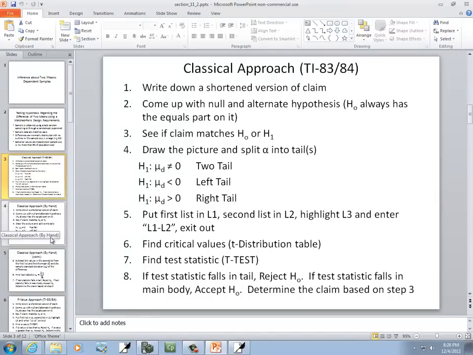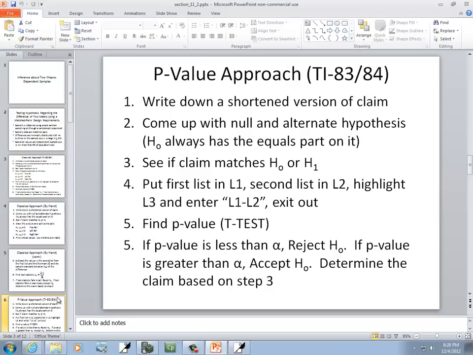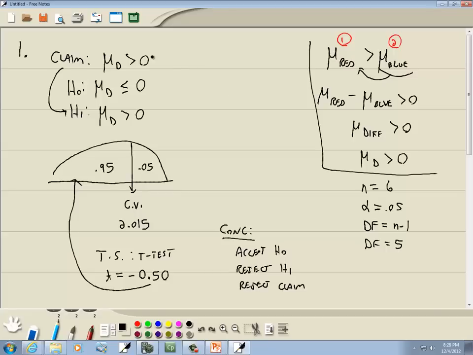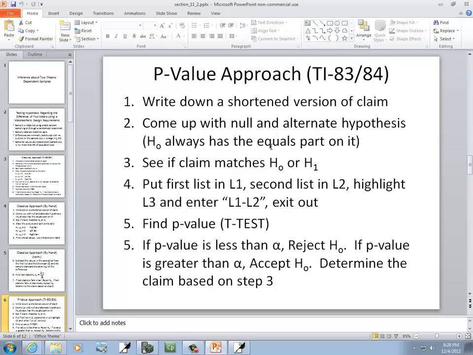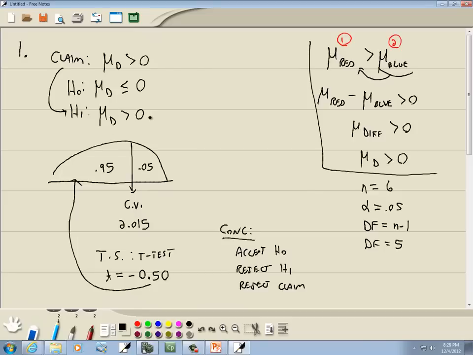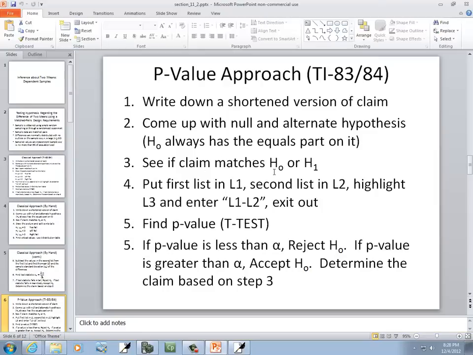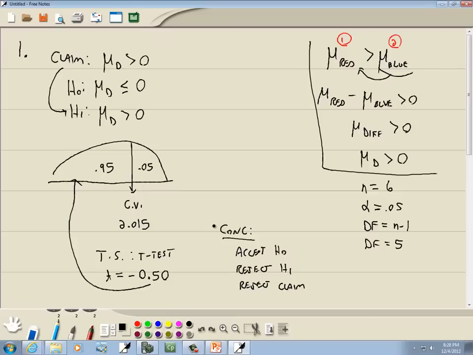P-value, where's that at? Let's take a look at the p-value. Most of the p-value is the same. Write down a shortened version of the claim, did that. Come up with your null and alternate hypothesis, did that. See if your claim matches H0 or H1, did that. Put your first list in L1, second list in L2, highlight L3, and enter L1 minus L2. You do have to press an enter there, and then exit out. And then you find your p-value.